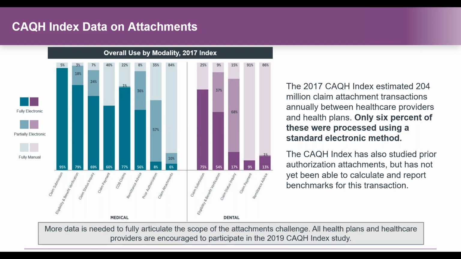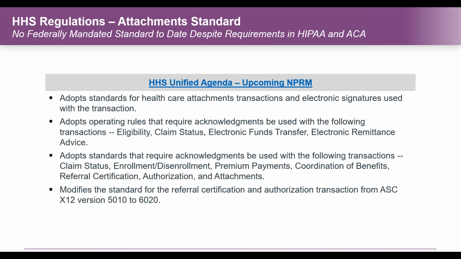If we go to the next slide, you can see that there is also some important information that has been shared through HHS's Unified Agenda. They have shared with the industry that there is an upcoming NPRM. The notice has specific information related to attachments, and this includes adopting standards for attachment transactions and electronic signatures used within the transaction. It does adopt operating rules that require acknowledgments to be used for eligibility, claim status, EFT, and the ERA transaction.